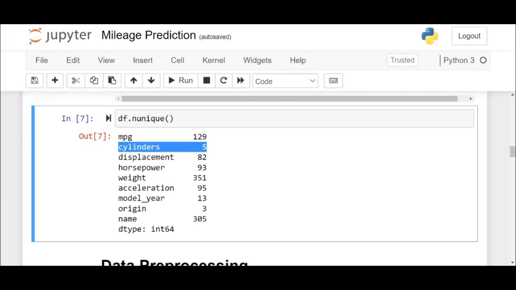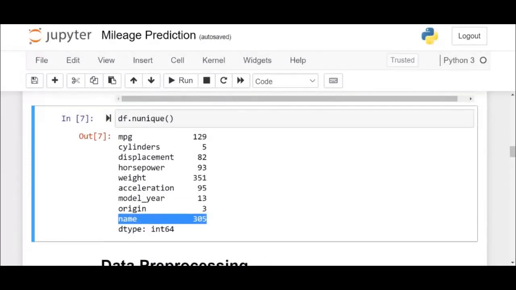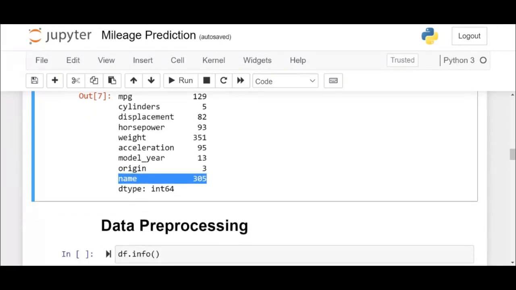If the cylinders have 5 categories, similarly for model year there are 13 different years. For origin of country, there are 3 different origins. And for the name of the model, there are 305 names. So that is how we can see how many categories there are in a categorical variable, using the simple function, data frame name dot nunique.